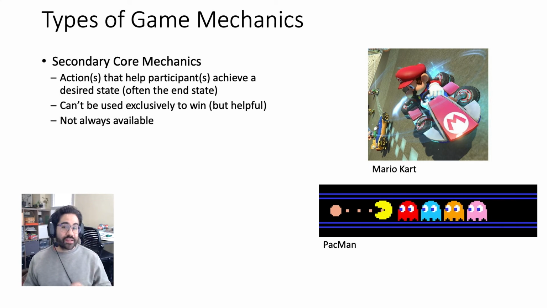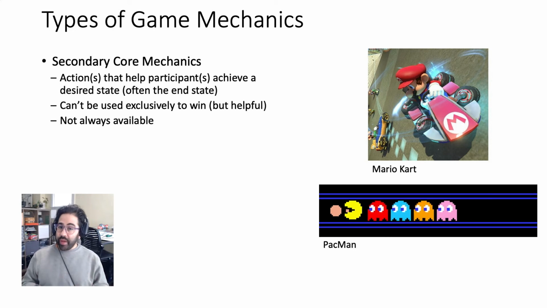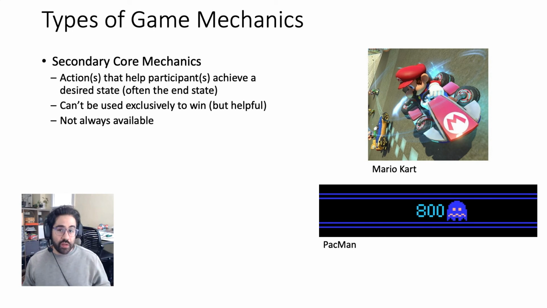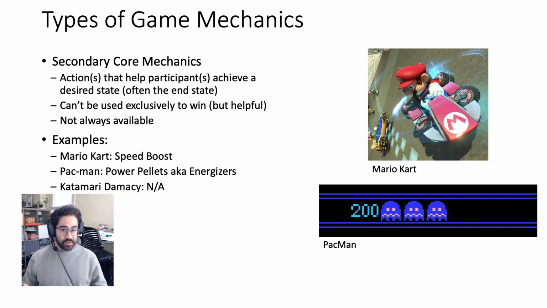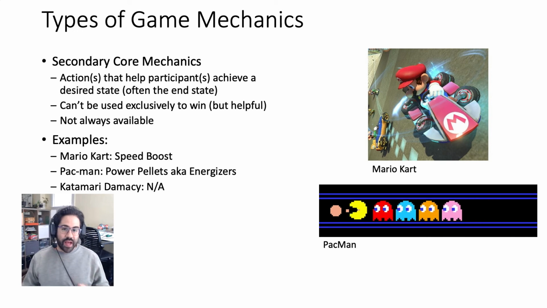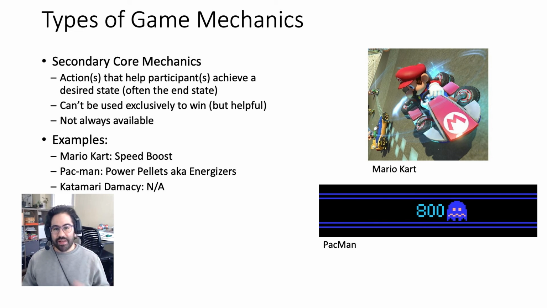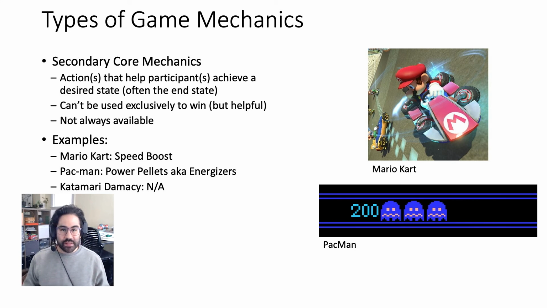We could also identify secondary core mechanics. So these are actions that help participants achieve a desired state, which is often the win state, but they can't be used exclusively to win, although they are helpful, and they're not always available in the game. So some examples of those include the speed boost in Mario Kart and the power pellet in Pac-Man, which turns the tables on the ghosts and allows you to collect points. Katamari Damacy doesn't really seem to have secondary core mechanics, and that's common for games. It's not that all games have to have all these mechanics. This is just giving us some ways to drill down and talk about the way different games operate.